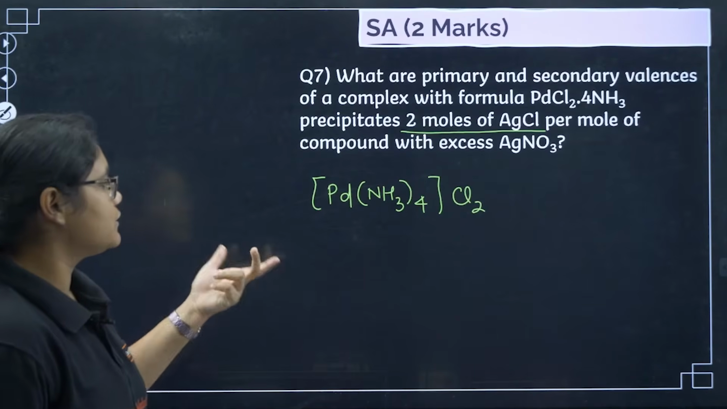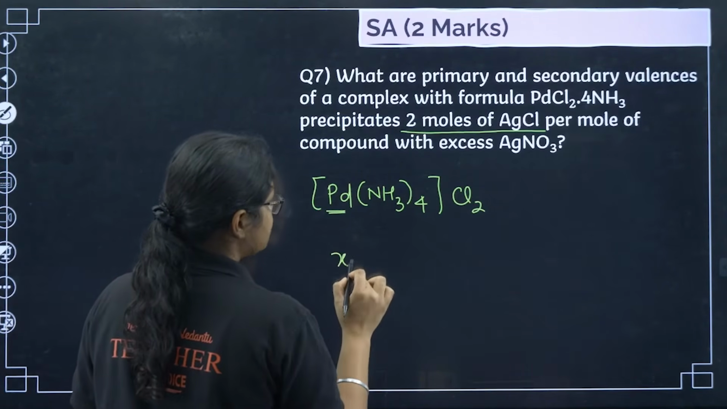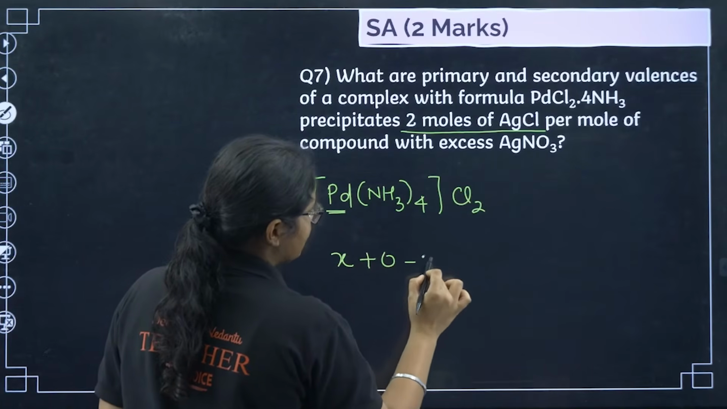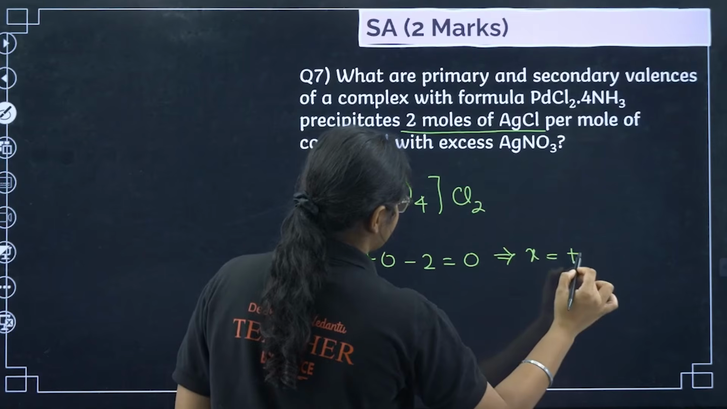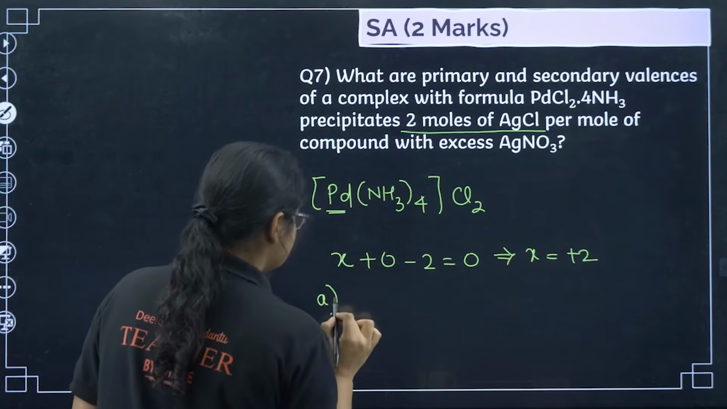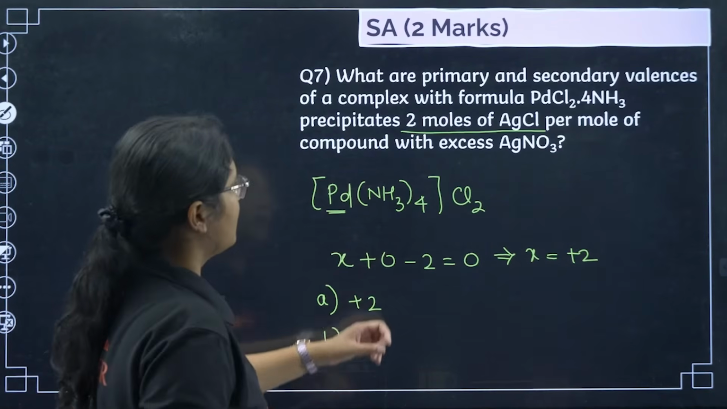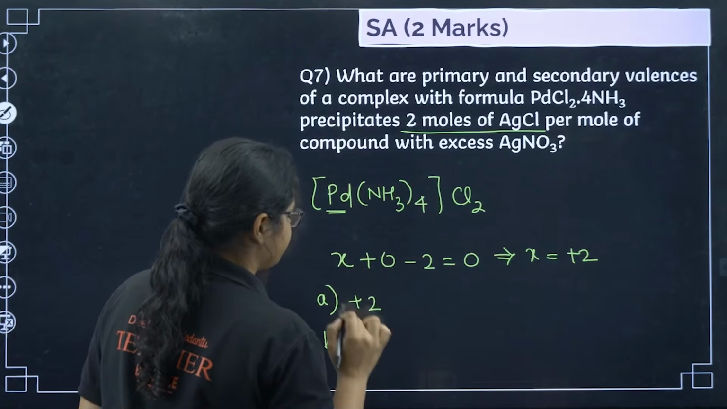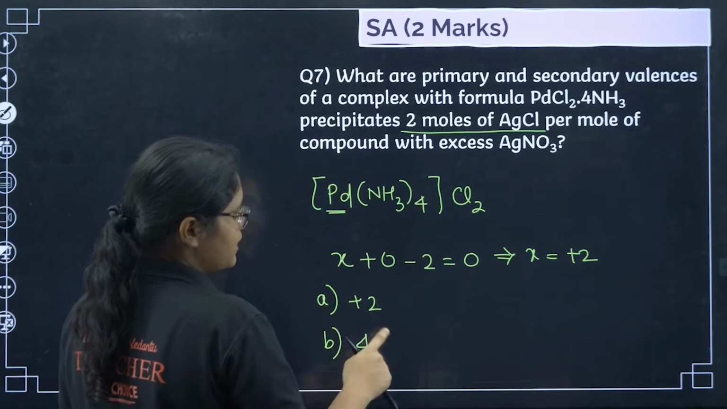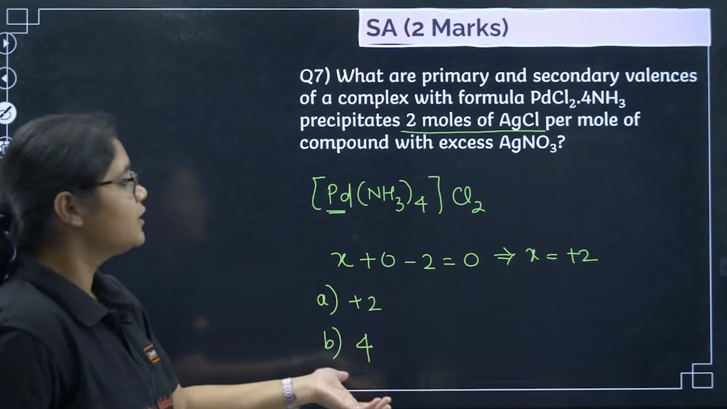Now what is the primary valency, meaning what is the charge of palladium here? X plus 0 minus 2 is equal to 0, that gives X equal to plus 2. So the primary valency is plus 2. Next question is asking for the secondary valency, meaning the coordination number here. It is 4, because 4 bonds are formed, so the coordination number is 4. So the answer of part B will be 4.